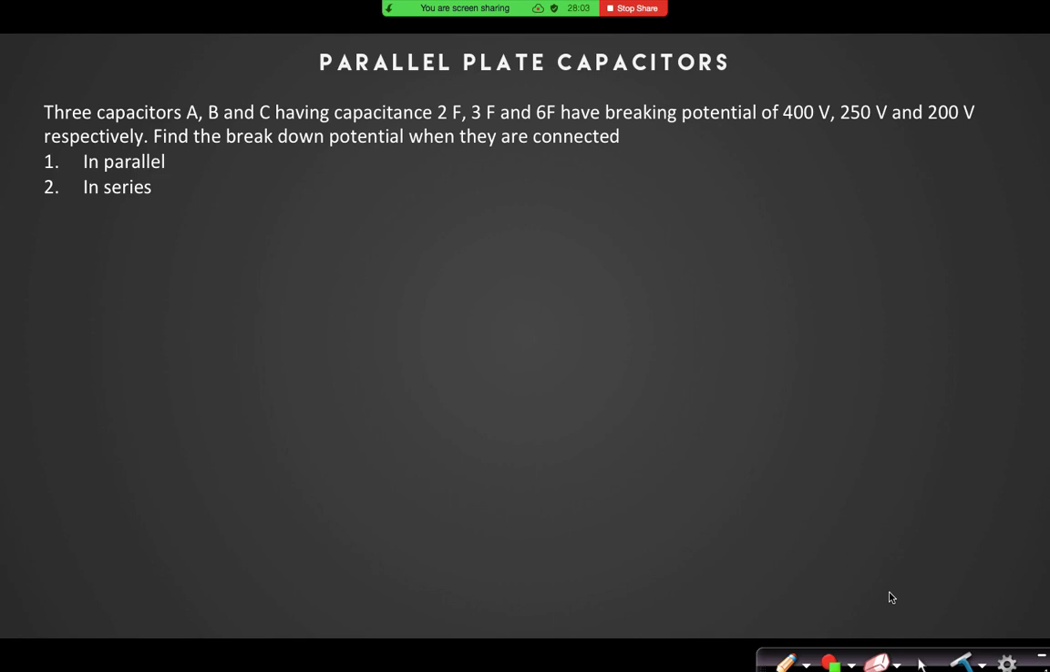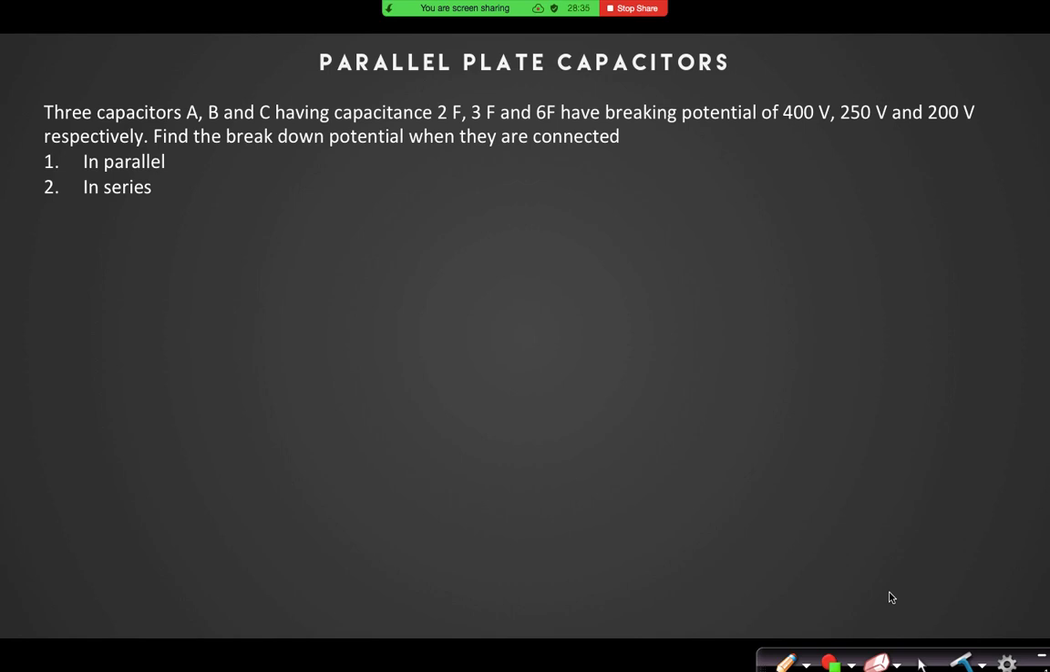This question says 3 capacitors A, B, C having capacitances 2 farad, 3 farad and 6 farad. Remember the unit of capacitance is farad, but farad is a large unit. Basically we use microfarad or millifarad to denote the capacitance, right? So this is a particular case. It's not very general that you will find a capacitor to be 2 farad or 3 farad. But again, it's an example only.